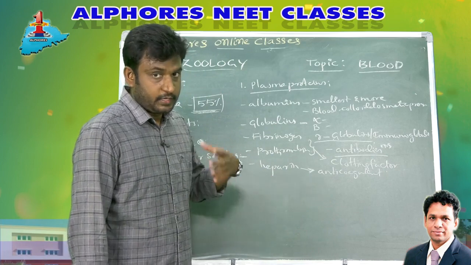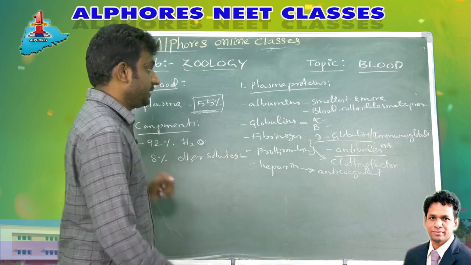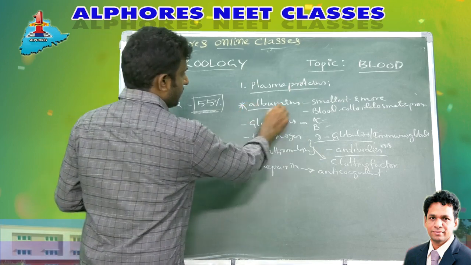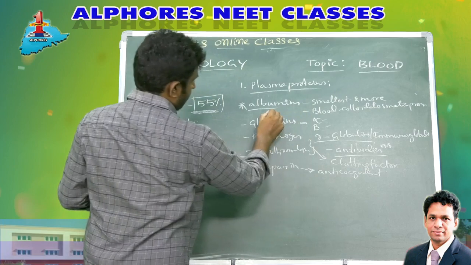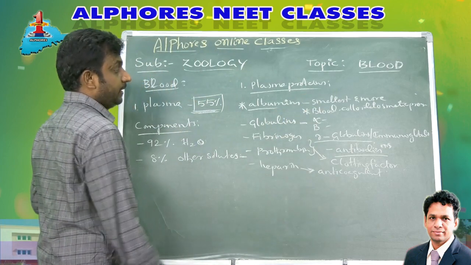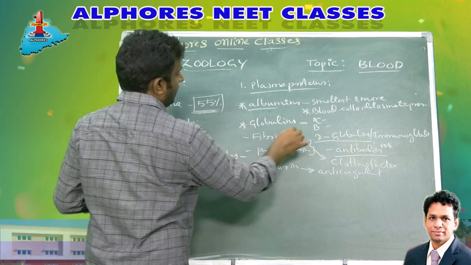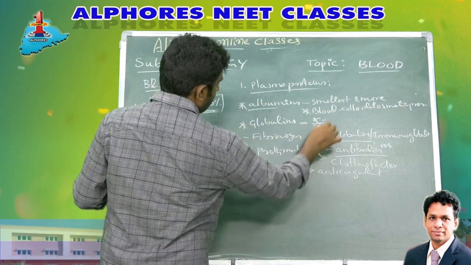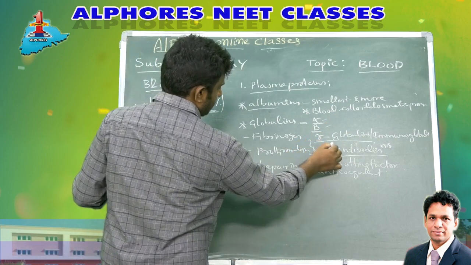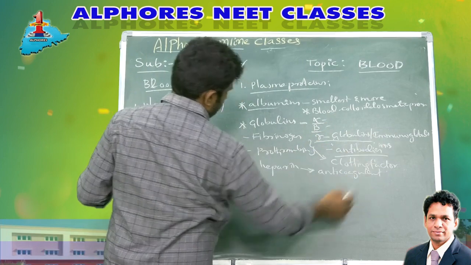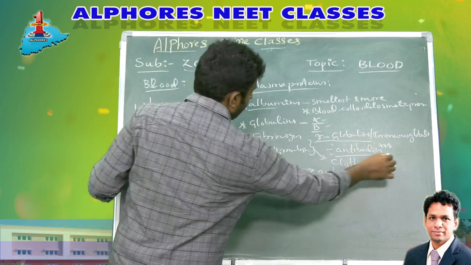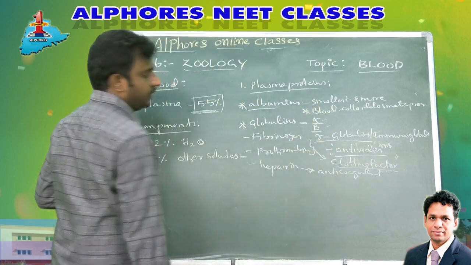Okay, so we are discussing the plasma proteins. Inside the plasma, what are the proteins? Albumins. Albumins are the smallest and most abundant proteins, which maintain the blood colloidal osmotic pressure. Then globulins. Globulins are of 3 types: alpha, beta, gamma globulins. Gamma globulins or immunoglobulins are responsible for the production of antibodies. Then fibrinogen and prothrombin are the clotting factors which help in the clotting of blood.